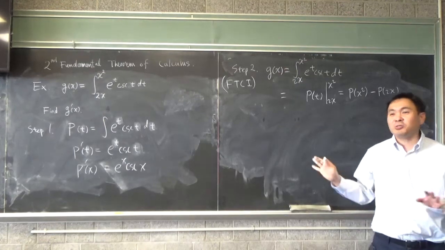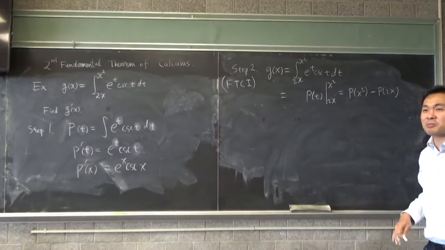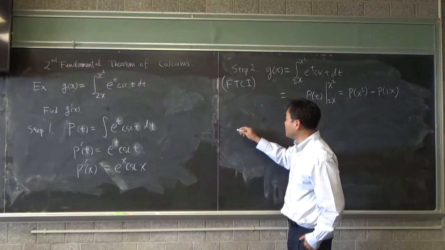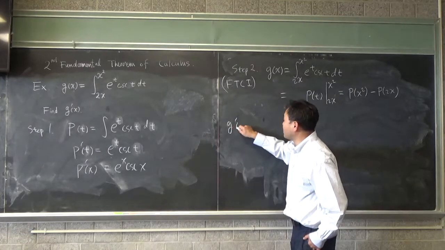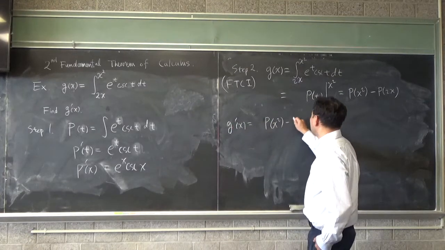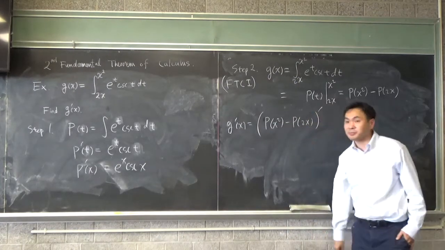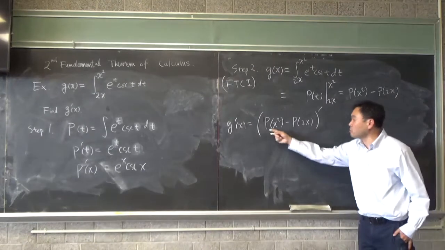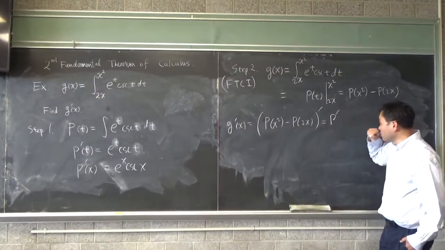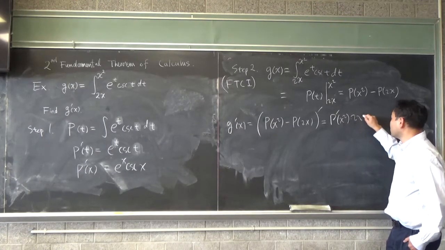And it's really these 2 steps you have to worry about. The remaining steps are pretty straightforward. You just have to do the calculations. So I'm not even going to say steps. So what is g prime of x now? G prime of x would be p of x squared minus p of 2x, prime. Okay, tell me what p of x squared prime is. P prime of x squared times 2x.